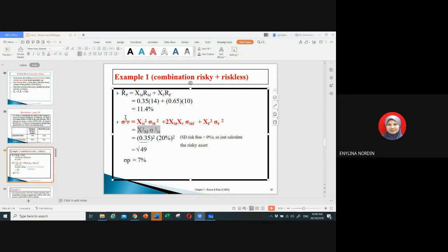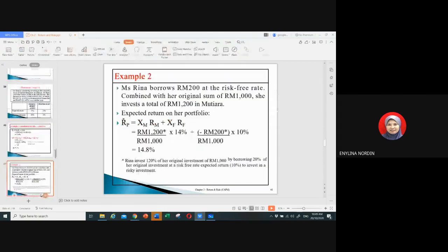So that's why standard deviation of the portfolio in this case is only 7%. Okay, which is square root of 49 lah. 49 is the variance, 7% is the standard deviation. Right? If these investors combine the risky and the risk-free asset. So let's say in another example, Rina borrows 200 ringgit.